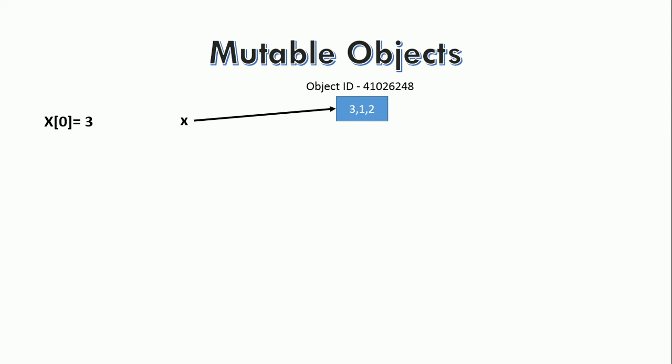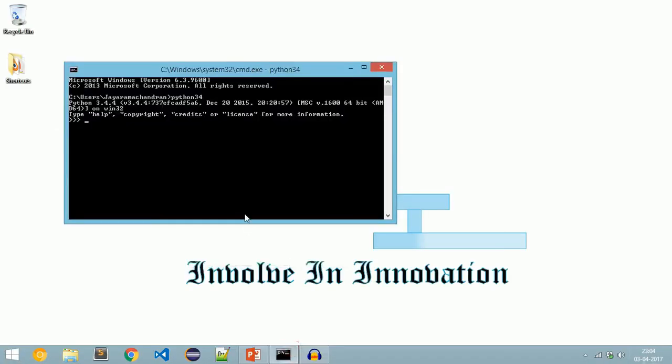This is mutable. That is, we are changing the value in the object without creating a new object. That is, we can modify the data in the object after it is created. That is mutable objects. Let's see this with an example.